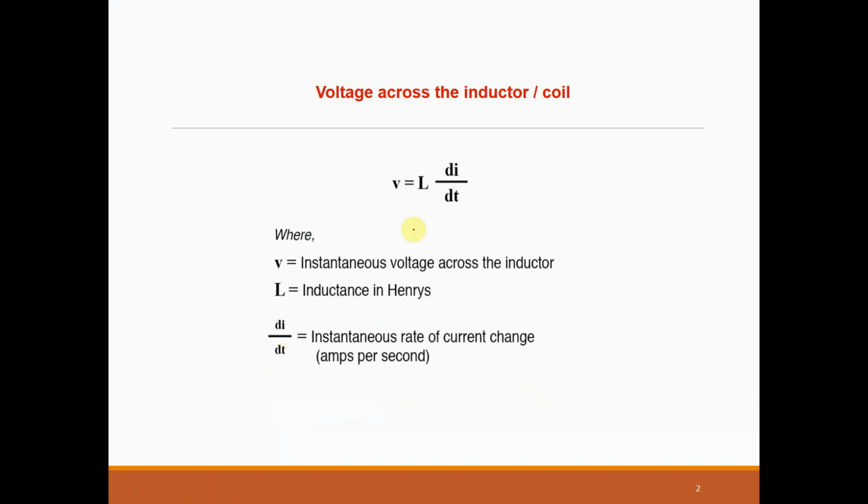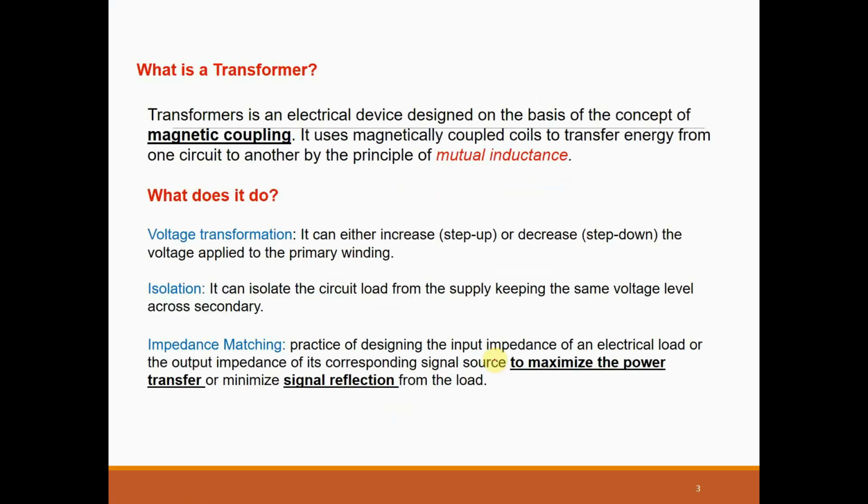Okay, to begin with our discussion, we should know that the voltage across the inductor is equal to L multiplied by the rate of change of current with respect to time. So v is equal to L di/dt, right? So v is the instantaneous voltage across the inductor, L is the inductance in Henry, and di/dt is the instantaneous rate of current change in amperes per second.